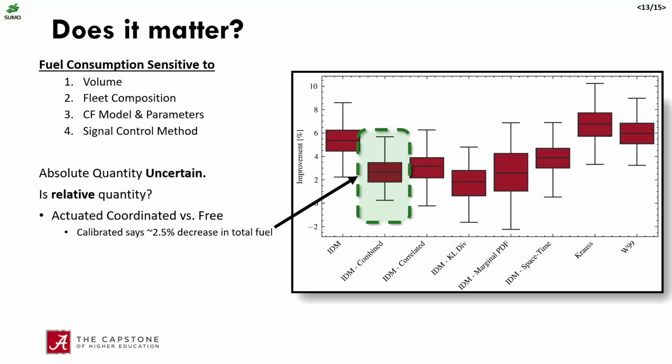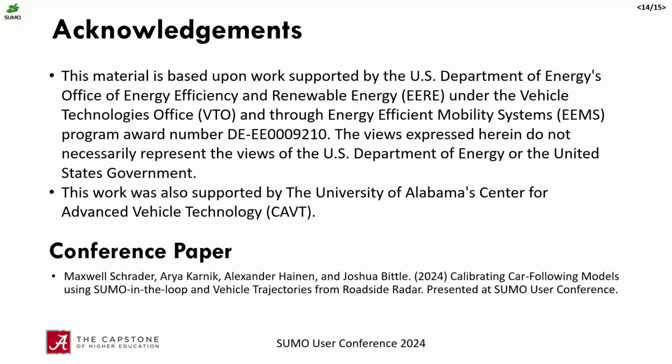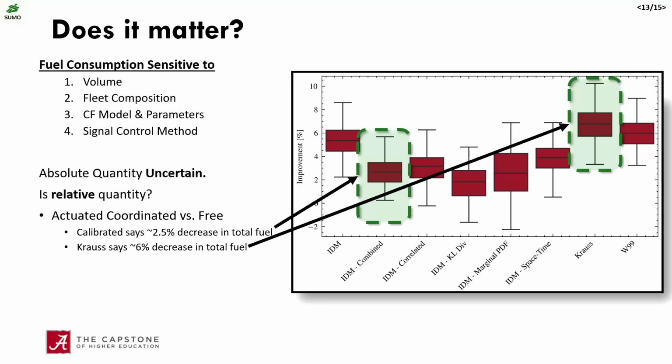Our calibrated method says that if you switch from free traffic signal control, which has no coordination between intersections, to coordinated control in our three-intersection corridor, you would estimate a 2% decrease in total fuel consumption, or a 2.5% improvement. However, if you simulate with Krauss, you could say that you get a 6% total decrease in fuel consumption. This is normalized by controlling for the different vehicle types. That's my conclusion, I guess. I don't know what the answer is.